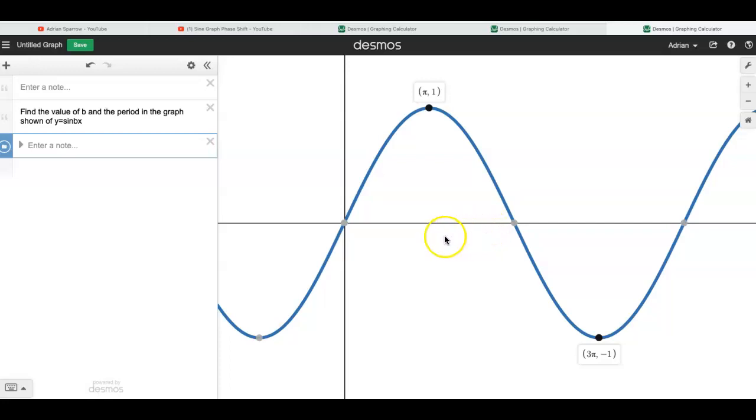So I have to think about 2 pi divided by something gives me 4 pi. I've stretched it out. The b number is going to be a half. There we are. The b number is a half. And the period is 4 pi because half a period is 2 pi.